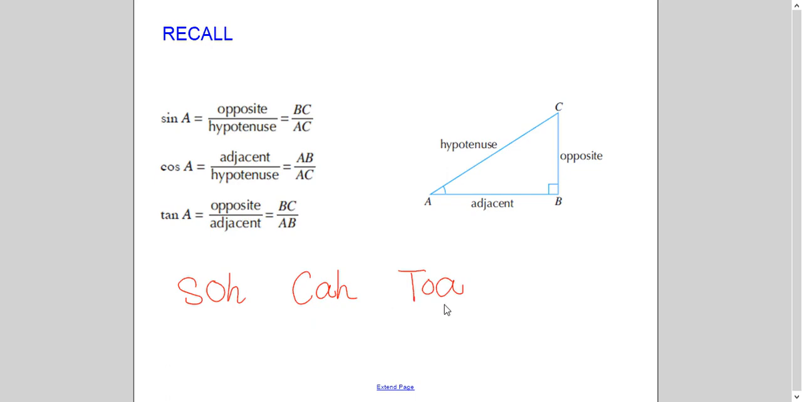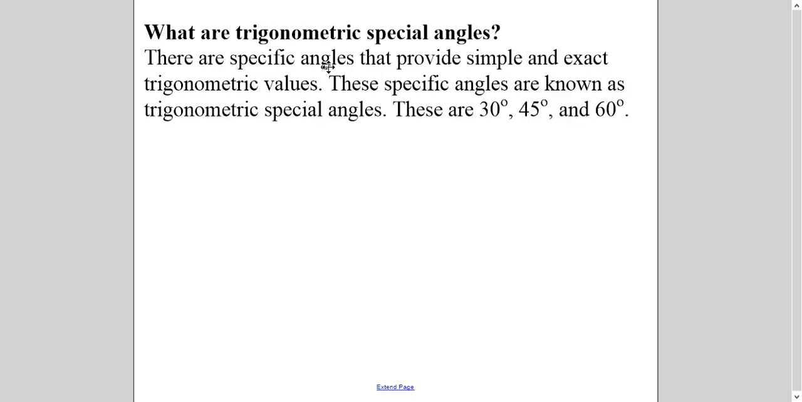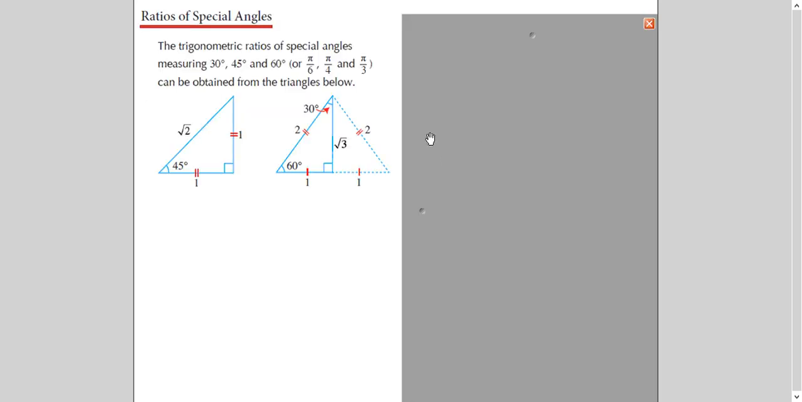SOHCAHTOA has no meaning, it is just made up to remember the ratios. Now, when you study trigonometry on your own from your book, we always mention special angles. It will not affect your paper because you are allowed to use a calculator, but they are called special angles, which are 30, 45, and 60 degrees, because you can find out the exact value of these without using a calculator. So this is just extra knowledge. If you don't want to, you can move the video forward.